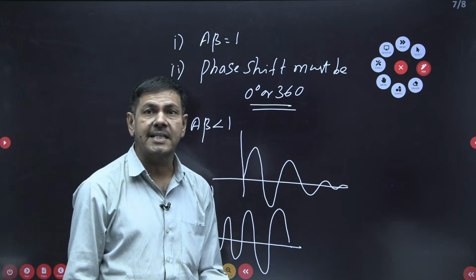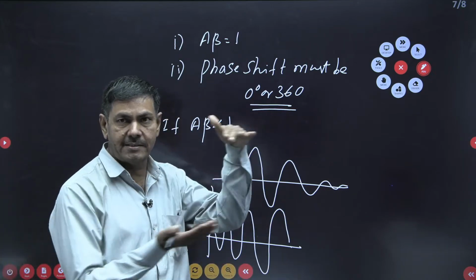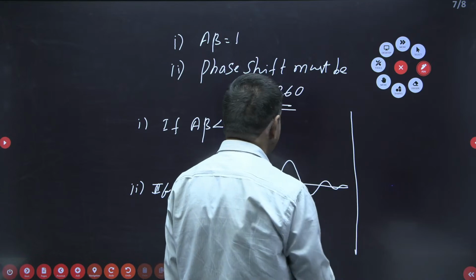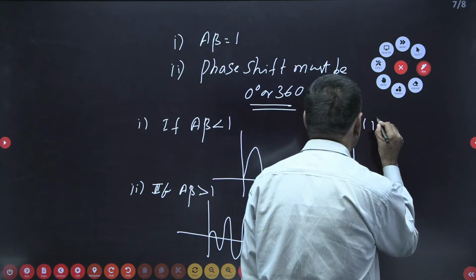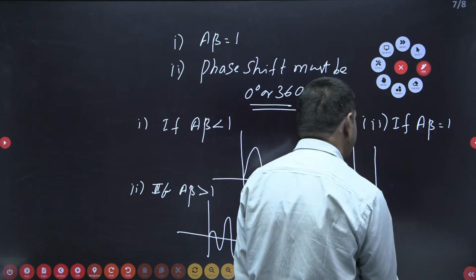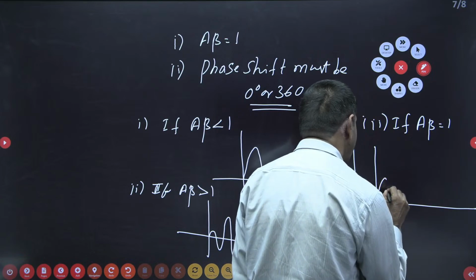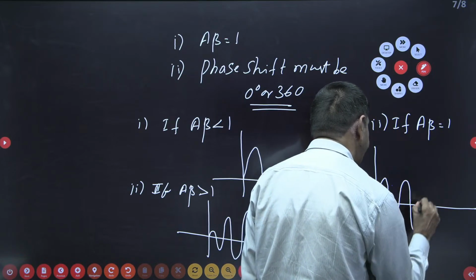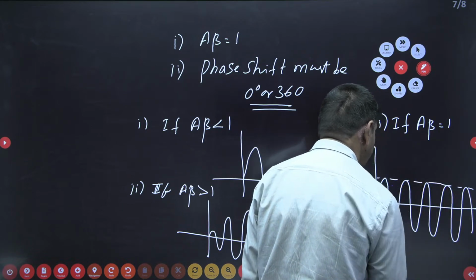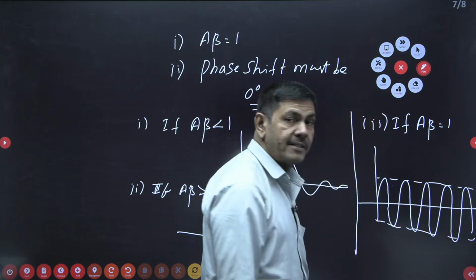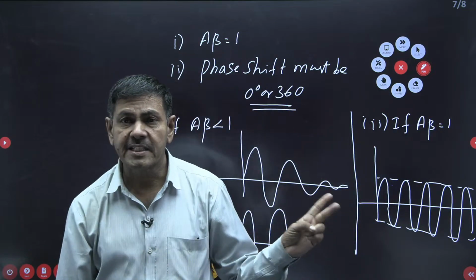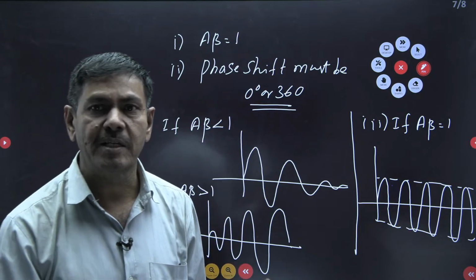But we want to get the sustained oscillation. Sustained oscillation means constant amplitude is required here. In that case, you must use A beta equal to 1. If A beta equal to 1 is maintained, the waveform exactly comes like this, same amplitude. It won't be changed. That's why for the sake of getting the sustained oscillations, we need to maintain A beta equal to 1. By using these two conditions, in the next class, I will do a number of problems.